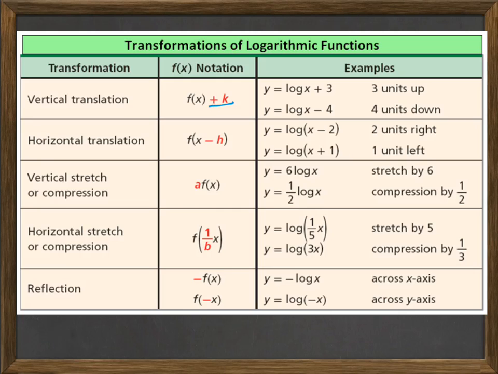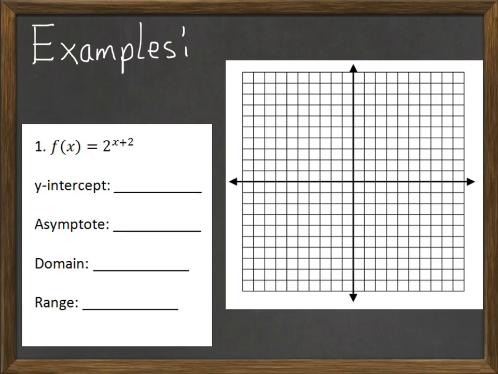We can move a log function up or down by adding or subtracting a number at the end. We can move it left or right by subtracting a number inside the log. We're subtracting it from the x. We could stretch or compress it vertically by putting a number in front of the log, or we could stretch or compress horizontally by putting a number in front of the x. And finally, we could reflect it. But aside from just saying all that real quick, let's actually do some examples to help you make some sense of it. Okay, so let's do a few examples.